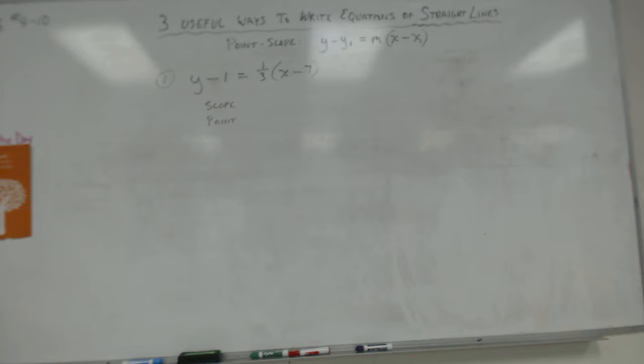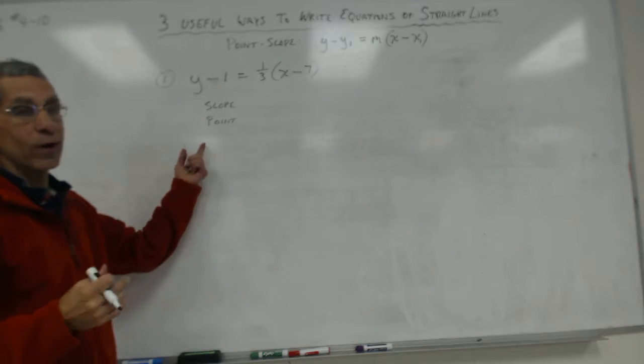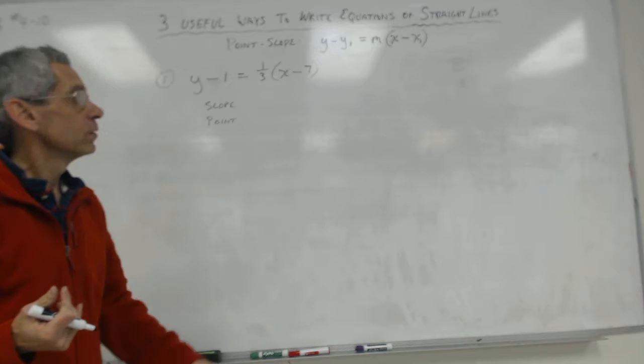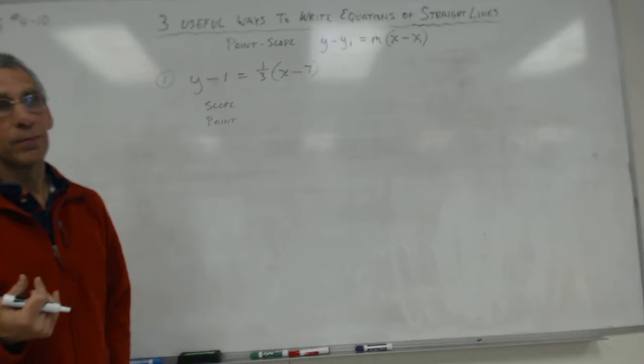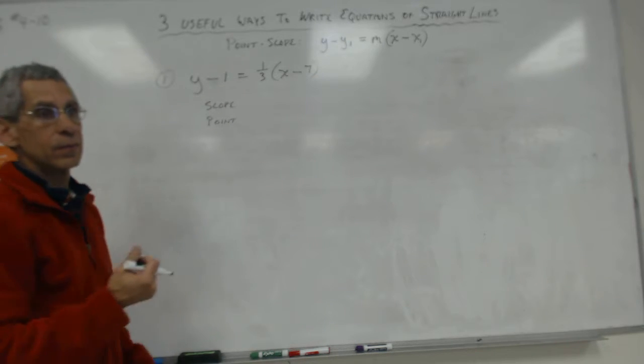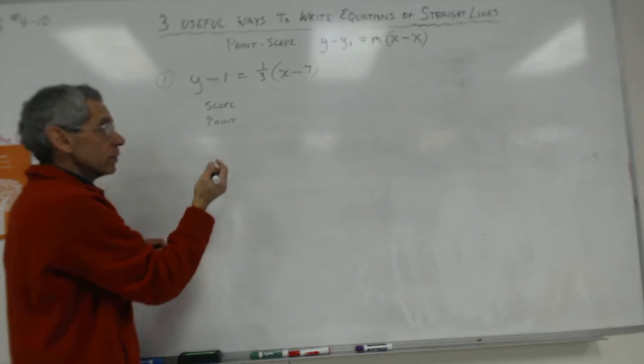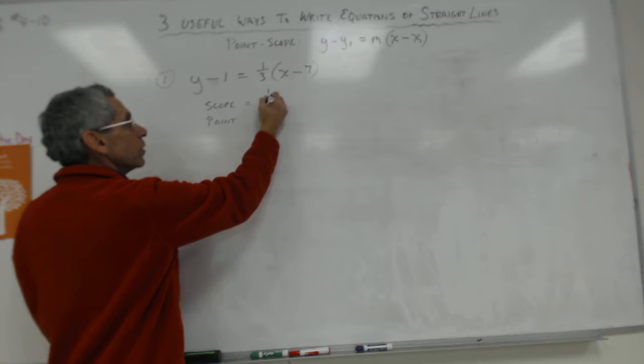Okay, somebody different, somebody who hasn't talked yet. Leo. Yes, you can do it. All right, where's the slope? Look at this formula. What is in the position of the m? Right in front of the parenthesis, the 1/3. So slope is 1/3.